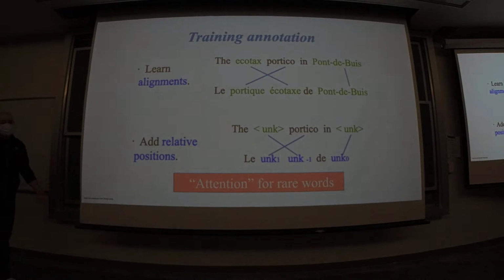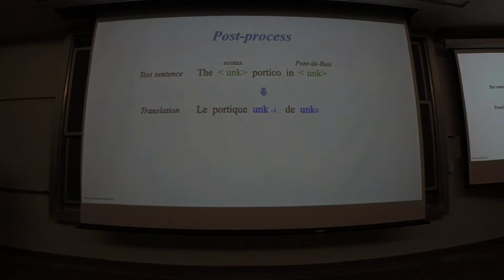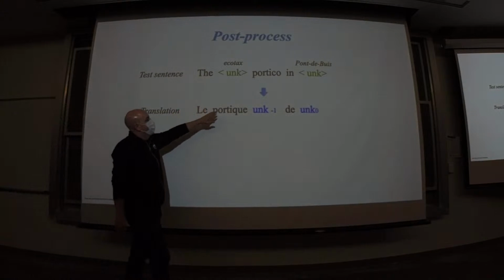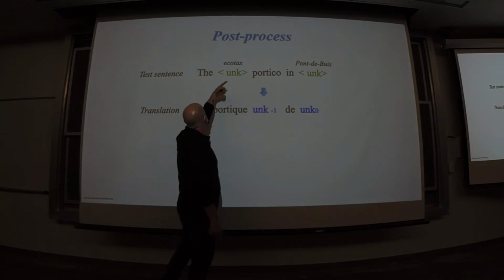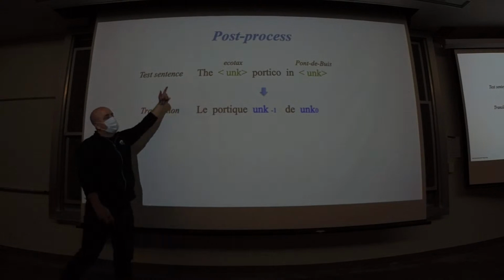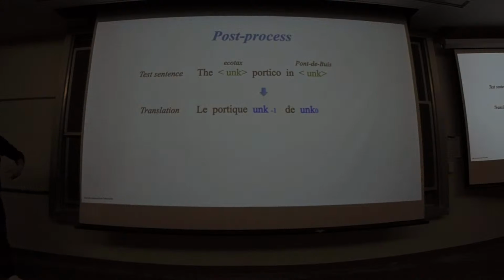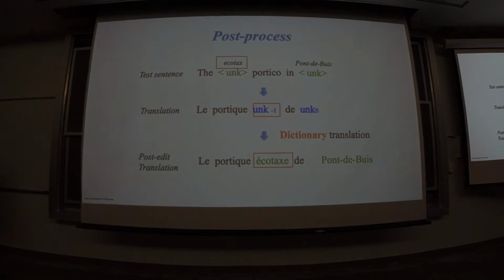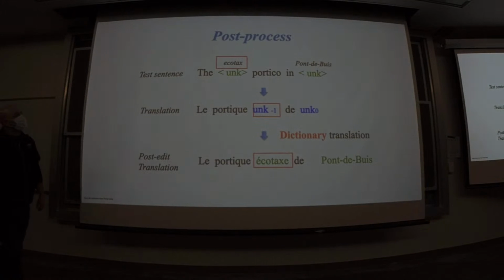And so far maybe this doesn't seem to be solving the problem. But then you just do the obvious thing, right? You look at the thing that needs to be filled in. You know what it is in the source sentence. You just look up the translation in an existing dictionary, and you put it where it should go.